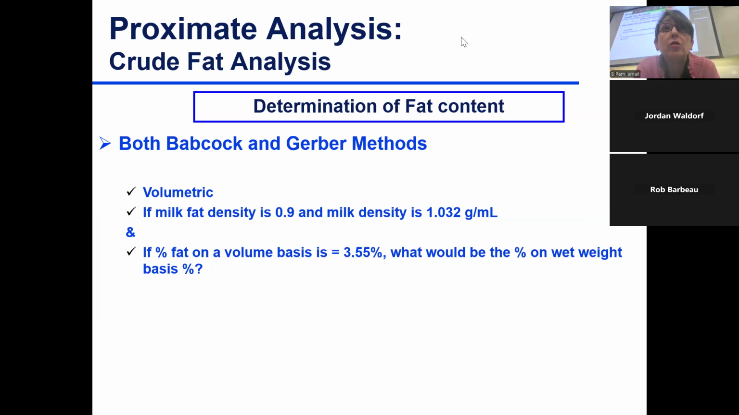So what is the first step that you need to do? It gave you density. What would that give you? Go ahead, Mitchell. Just the weights. Yeah, so you use the density to get the weight of the fat, and you use the density to get the weight of milk.